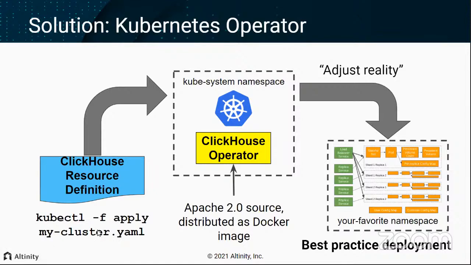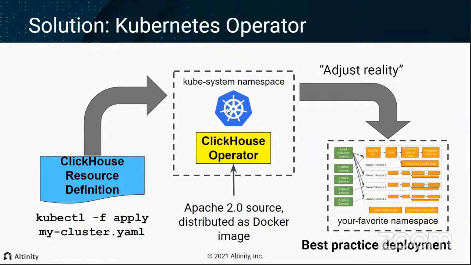And you put in all the information that's necessary to define what your cluster should look like. You then upload it or apply it to Kubernetes. So you take this YAML file and you run a command called kubectl apply -f, and you then hand it to Kubernetes.